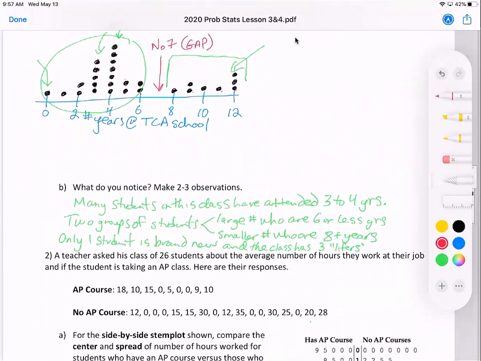Other observations that we could make, I mean, maybe just the general observation that you have students in this class that are brand new to the school and all the way to lifers. We've kind of addressed that before, but the range, we would call that. The range is the largest number minus the smallest number. So the range would be 12 years. So you have quite the range for a number of students.